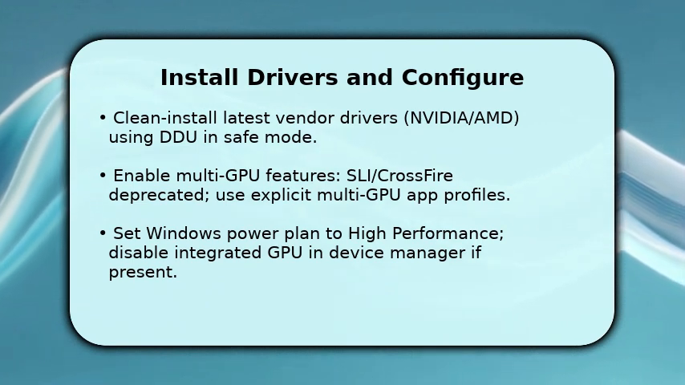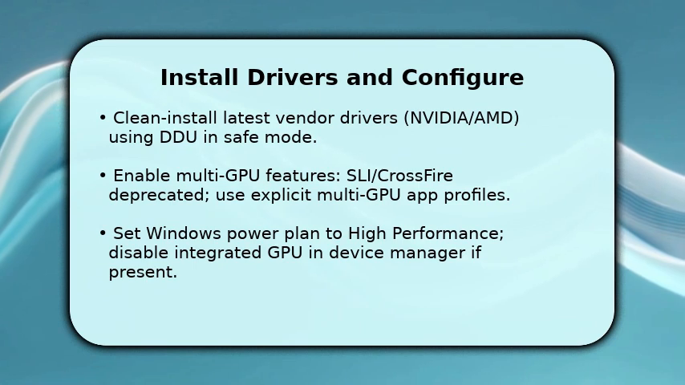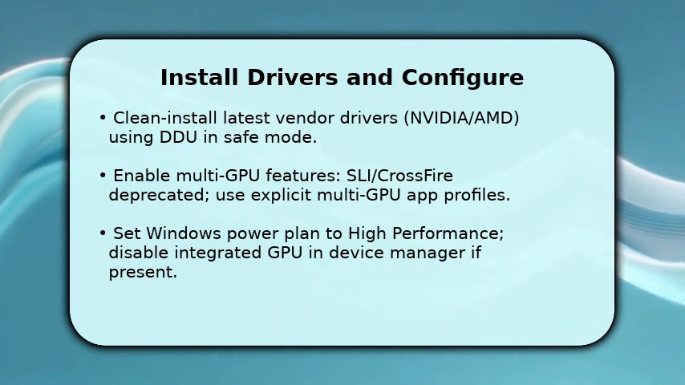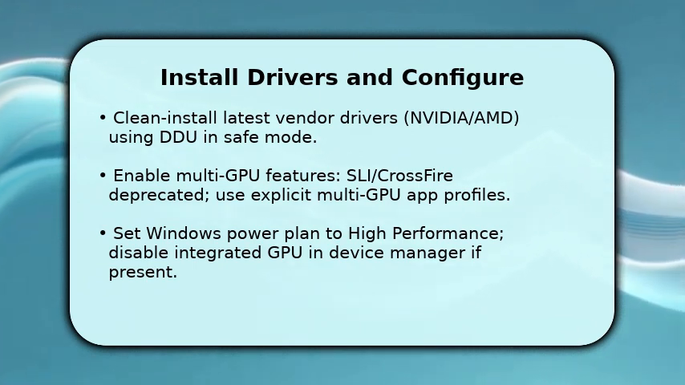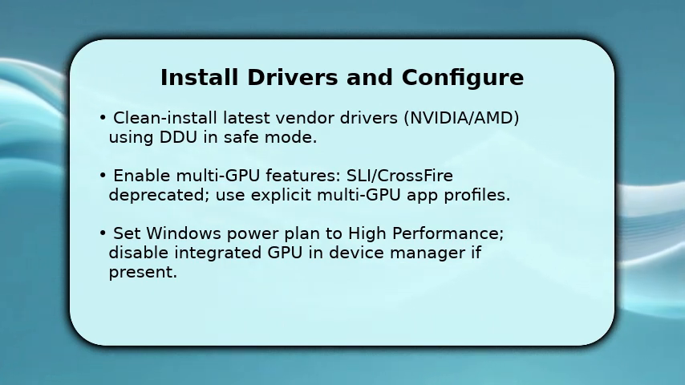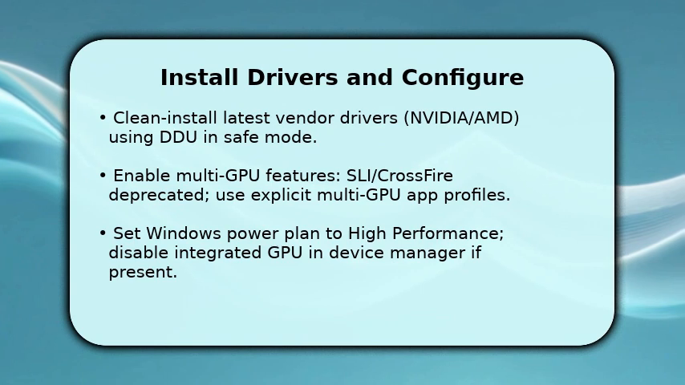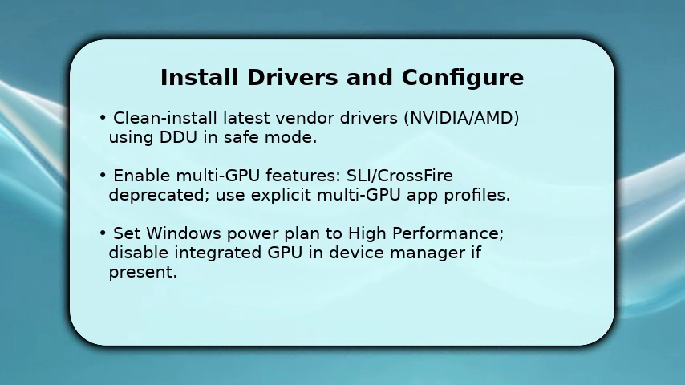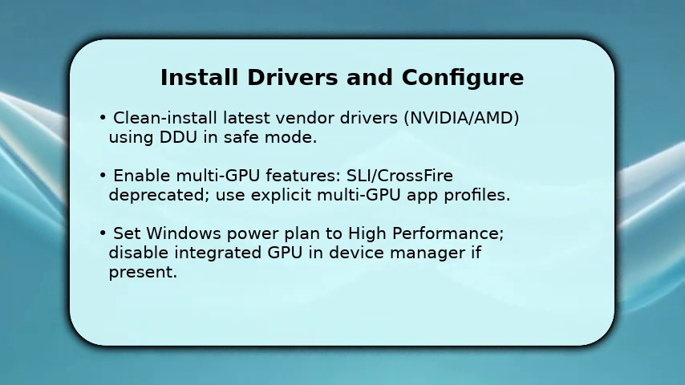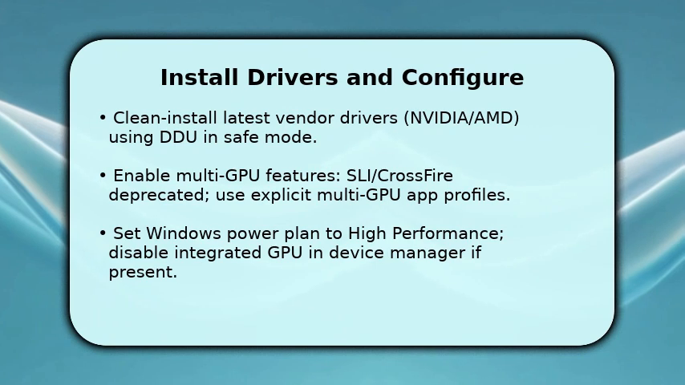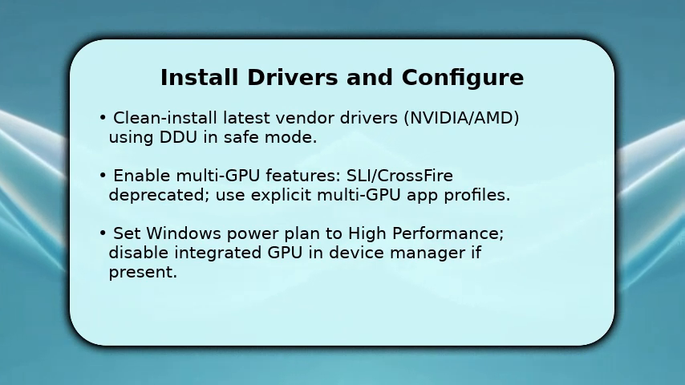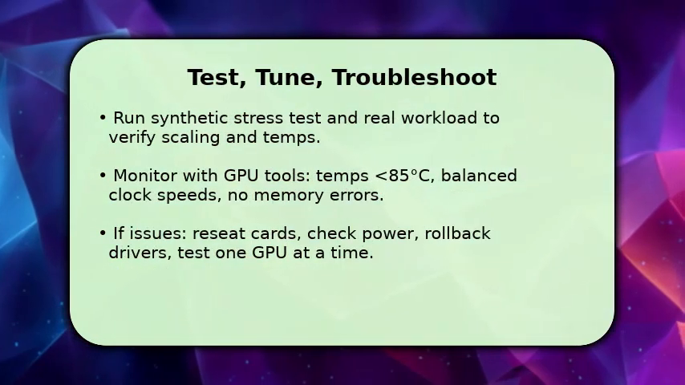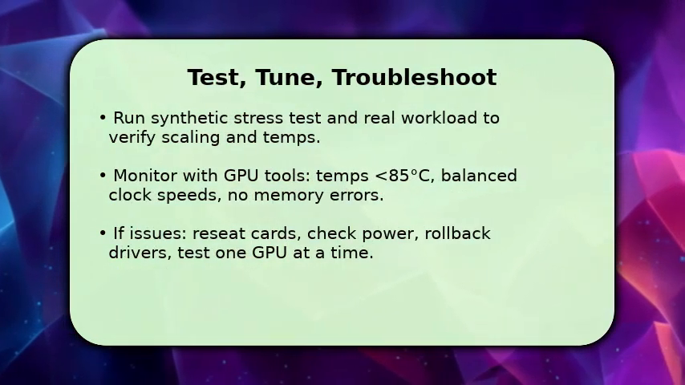Once drivers are ready, enable any vendor multi-GPU tools, but note SLI and Crossfire are deprecated, so you must configure explicit multi-GPU profiles inside applications or use API-level multi-GPU options. Also set Windows Power Plan to high performance and disable the iGPU if it interferes, because proper settings prevent driver arbitration issues. You finish by verifying performance and addressing problems proactively.